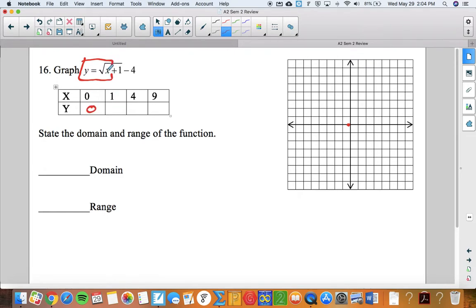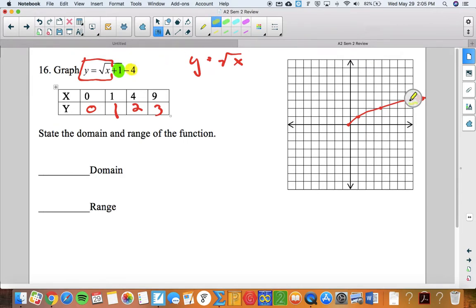The square root of 1, when I plug in 1 for x, the square root of 1 is 1. I plug in 4 for x, the square root of 4 is 2. The square root of 9 is 3. So I'm going to plot these points now. And there we are. So there is the y equals the square root of x function. But that's not the actual equation that they wanted us to graph. But we're doing good work here with what we're doing.